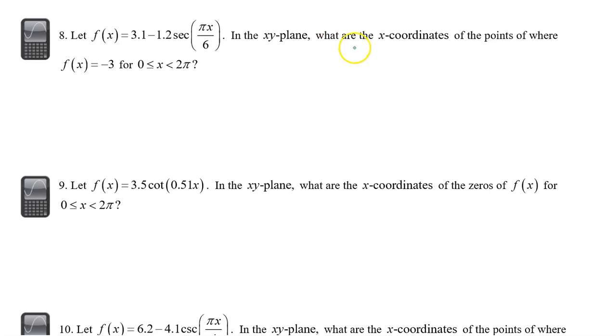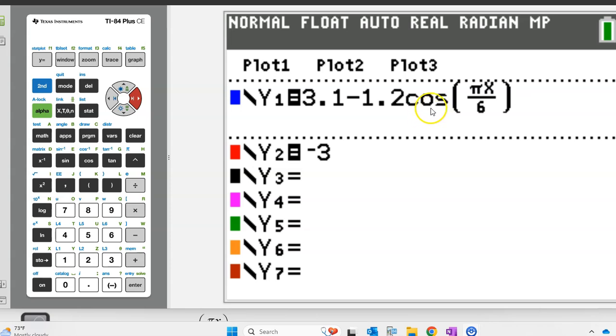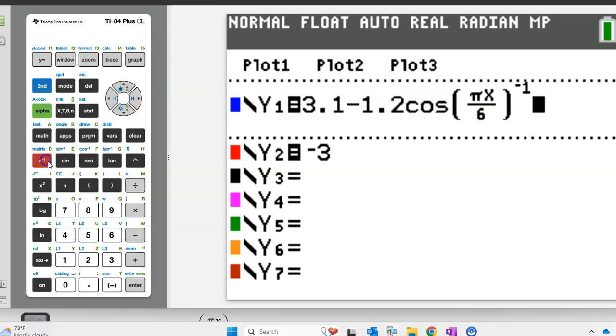In the xy plane, what are the x-coordinates of the points where f of x equals -3 between 0 and 2 pi? We will set f of x equal to -3 and solve by entering the left side of the equation as y1 and the right side of the equation as y2. Since there is no secant button, I will enter secant as 1 over cosine by entering cosine to the -1 power.